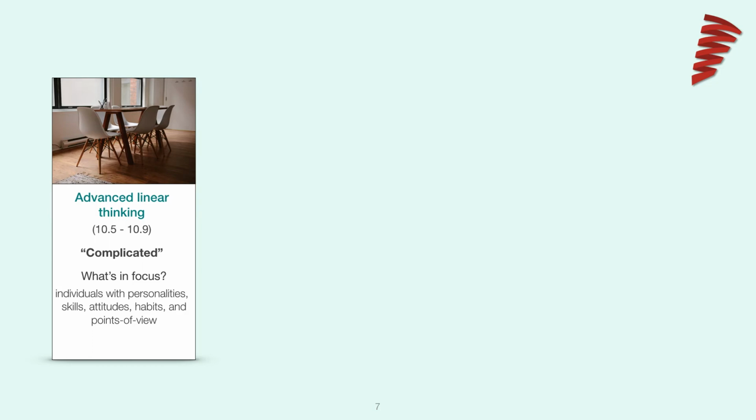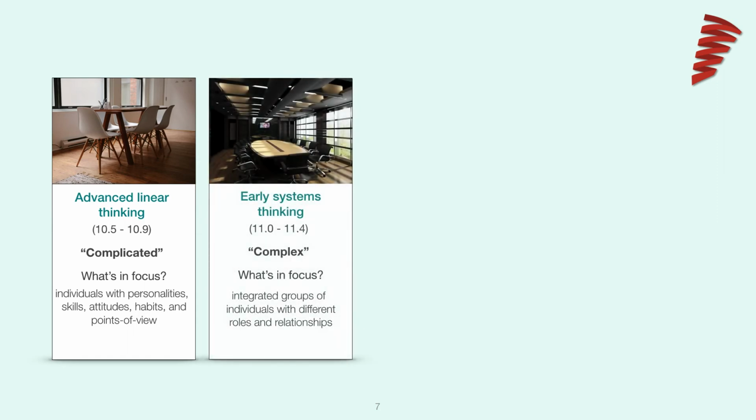In early systems thinking, between level 11 and 11.4 on the lectical scale, our ability to relate variables in a nonlinear way makes it possible to widen the view a little more. In this phase, we tend to see individuals and groups, which include teams, communities, and organizations in general, in terms of complex sets of qualities, roles, and kinds of relationships.